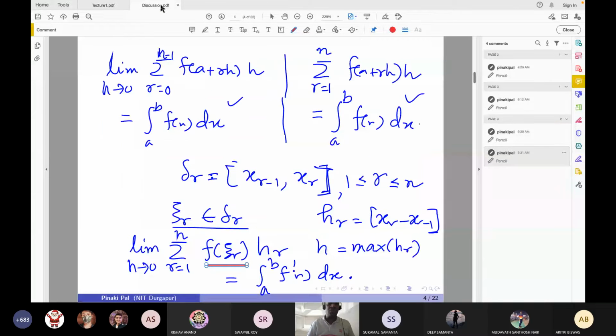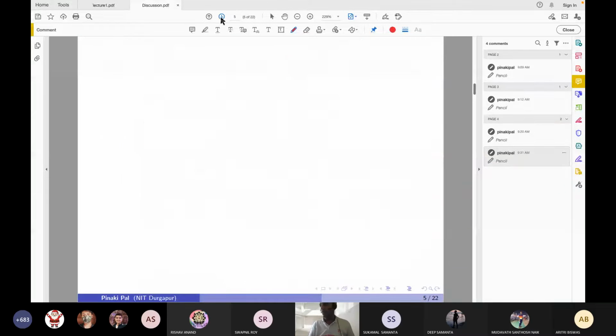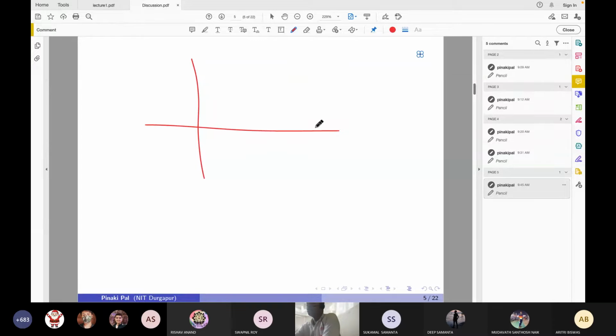Y squared is equal to 4x. This is the parabola. So what is the curve? Let me just go to two dimensions. Y squared is equal to 4x. So for each x we have two different y, and we have this type of graph, more or less.